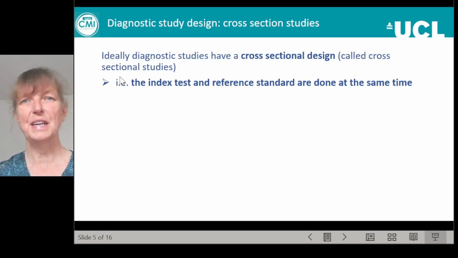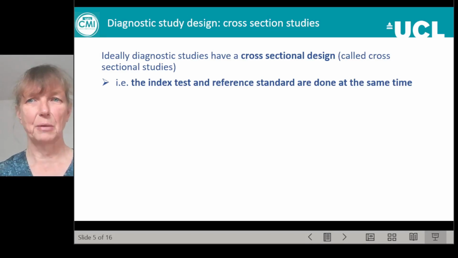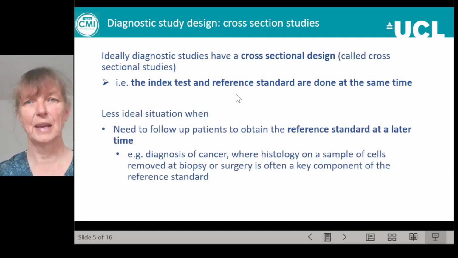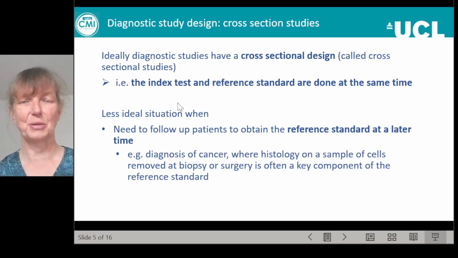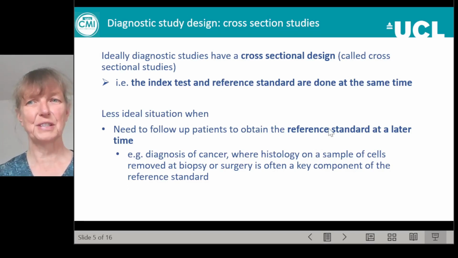So there we can see that the ideal diagnostic studies have a cross-sectional design. So we call them cross-sectional studies. And that's where the index test and the reference test are done at the same time. Now, in the study we're just showing you, actually it was in a slightly less ideal situation, where to get the reference standard we needed a later time point.